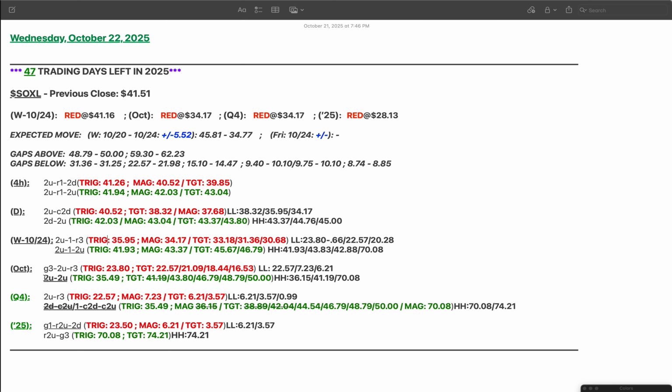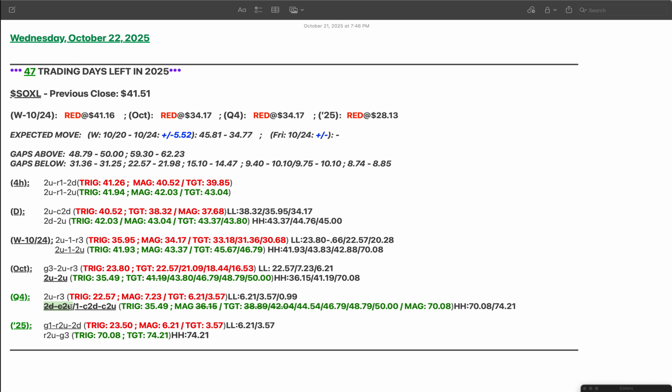From the month perspective, we are in a 2 up, 2 up. It is still in force, because we're above that 35.49. We've reached that first target, but still looking for that second target of 43.80, which again is that 100% fib extension of the bull flag.